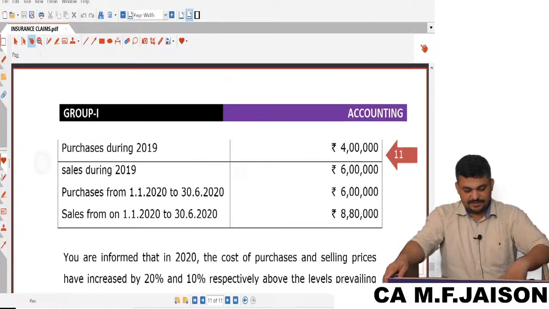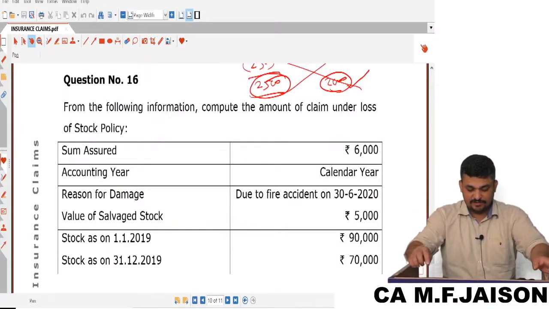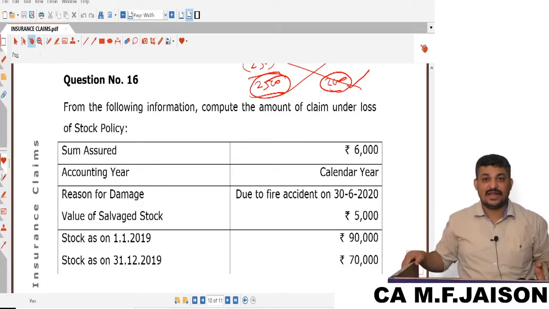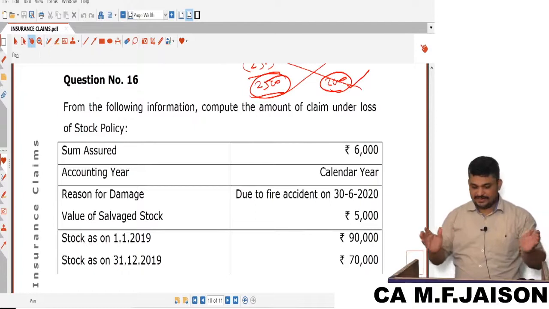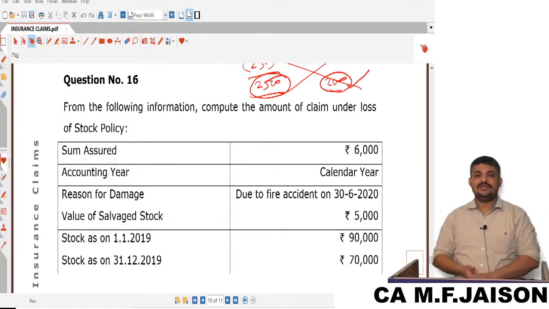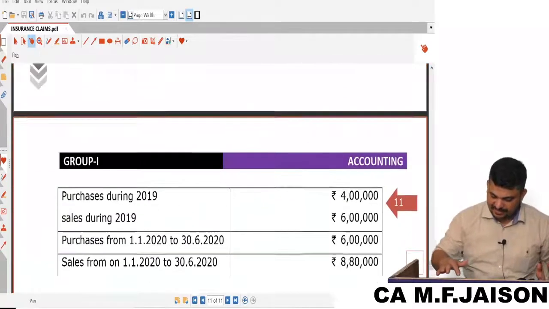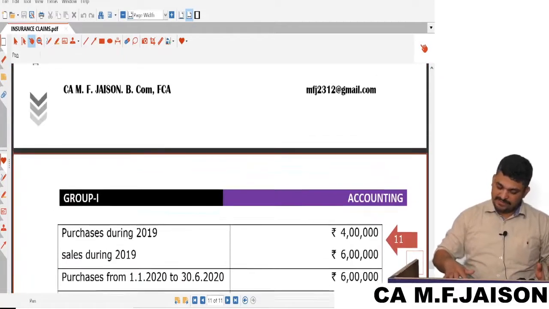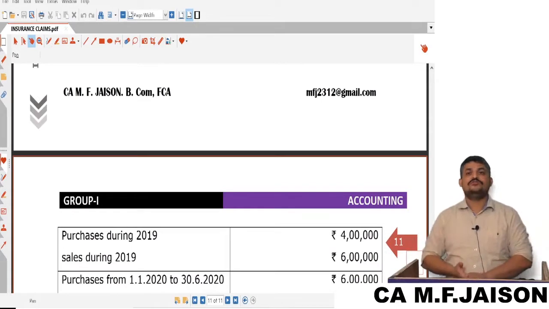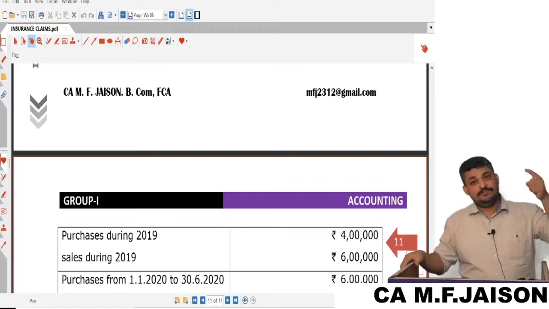So this is the information provided, and they have asked to compute the amount of claim under loss of stock policy. Please understand the way in which the information is given, whether they are following calendar year or financial year. They are following calendar year, and the fire occurred in the year 2020. So what is the previous year? Previous year is 2019, 1/1/19 to 31/12/19. They have not given the margin, but they have given purchases, sales, opening and closing stock of 2019. So you should first prepare the trading account of 2019 and arrive at GPR.